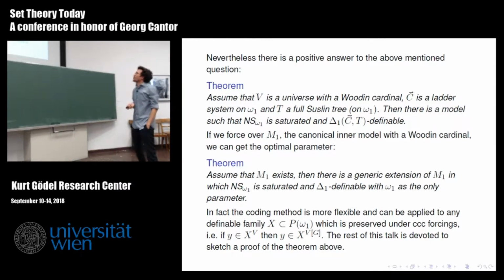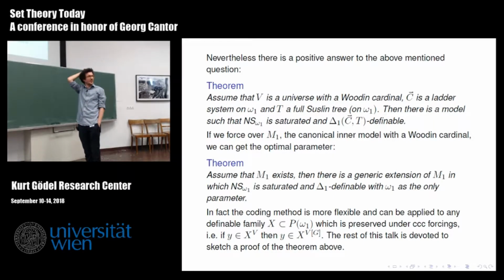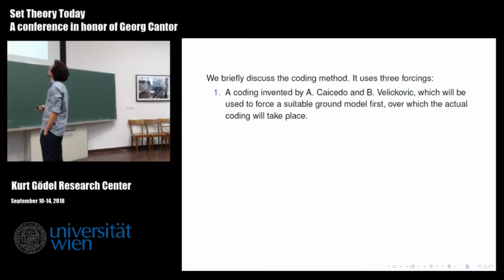This is probably something worth mentioning as well. In fact, the coding method is more flexible and can be applied to any definable family X as soon as it is preserved under CCC extensions. And by that I mean that if some element is in X in the ground model, then some element will also be in X as seen from the CCC generic extension.